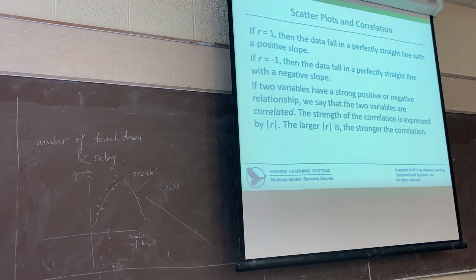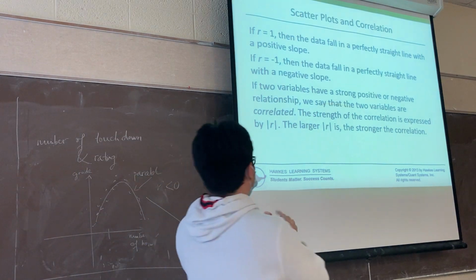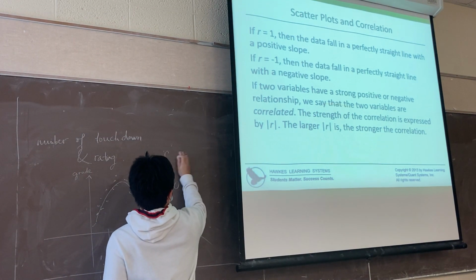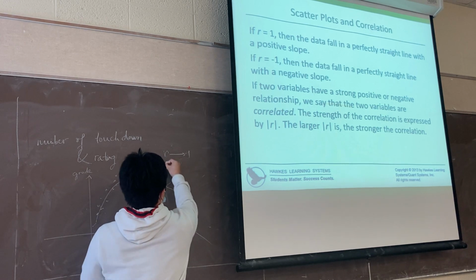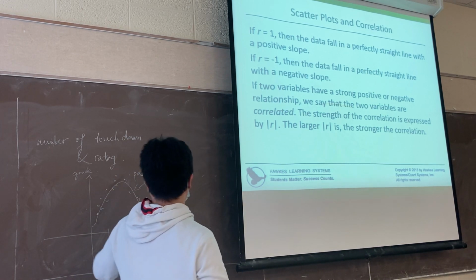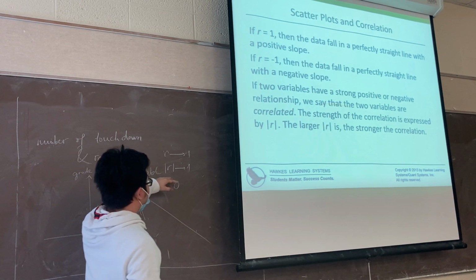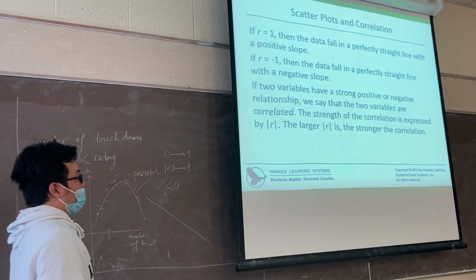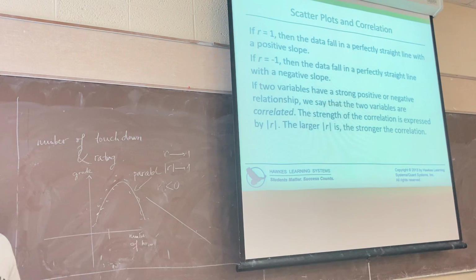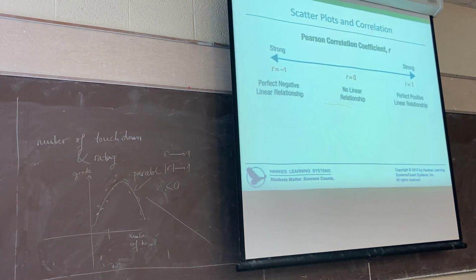And if R is very close to 1, this means that we will have a strong linear relationship. If R is close to 0, we don't have any linear relationship here. Okay, we have the summary for this. If R is -1, we have a strong negative linear relationship. If R equals 1, we have a positive linear relationship. If R equals 0 or close to 0, we don't have any linear relationship here.